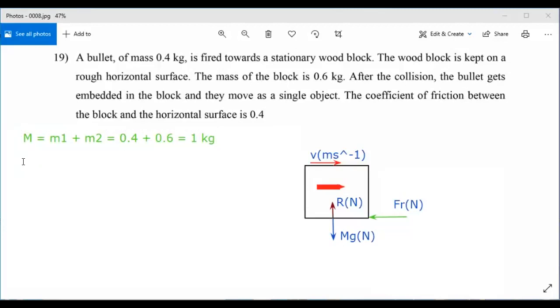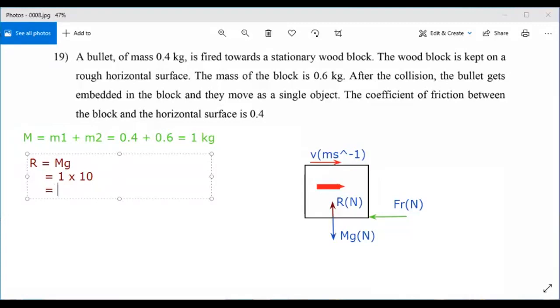Then the next relationship is R and mg should be the same. R equals capital Mg, right? So capital M is 1 kilogram. g is 10. 1 into 10 is 10. So it is 10 Newton. So we have found the normal reaction force as 10 Newton.